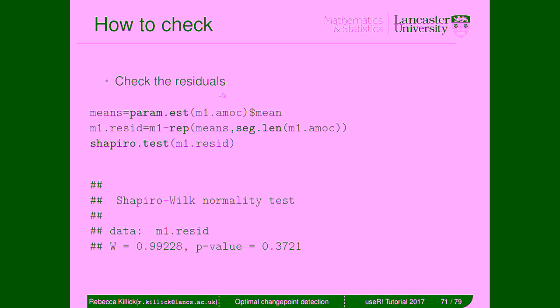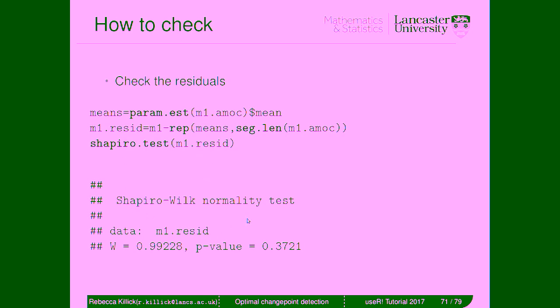Then if you're looking at checking the residuals instead, that basically is just taking your original data and subtracting. You can use the repeat function here to repeat the means the number of segment lengths. That creates an n-length vector with the piecewise constant mean in it. If you're not sure how that works, just do it step by step on some examples.